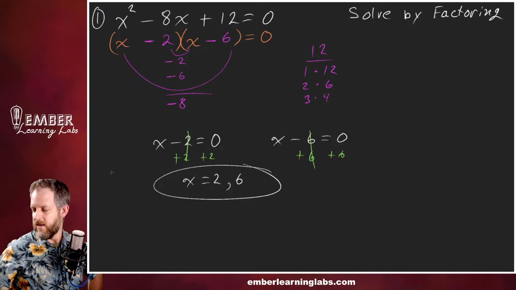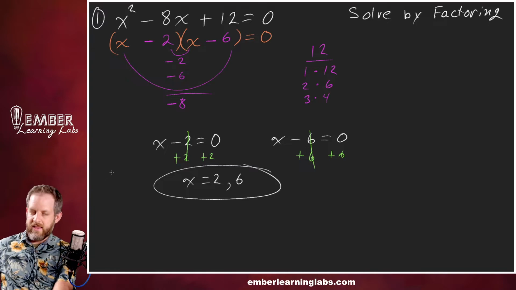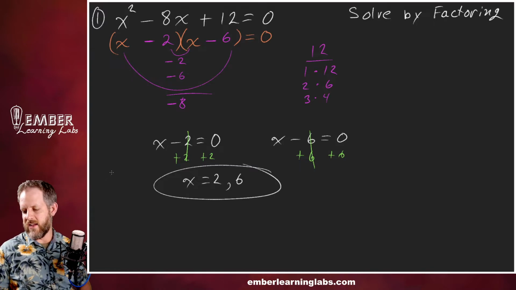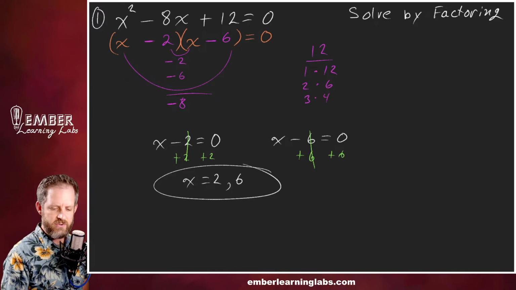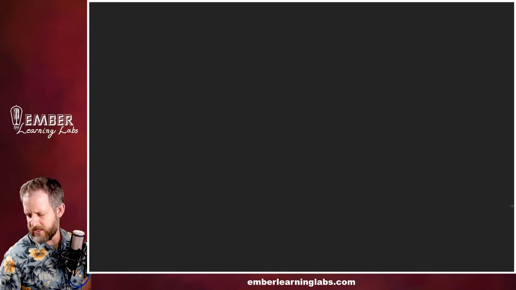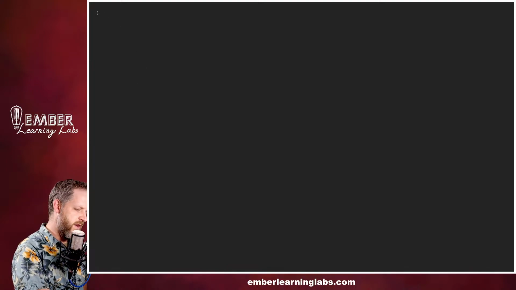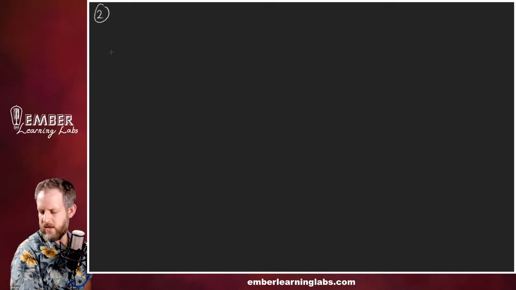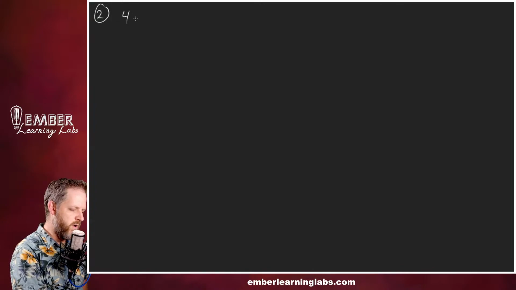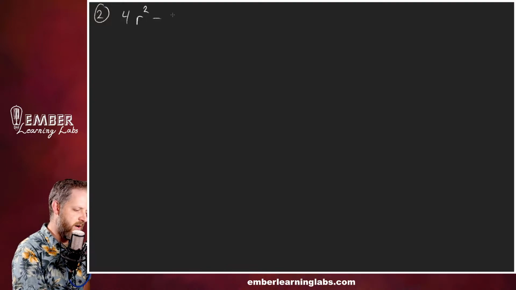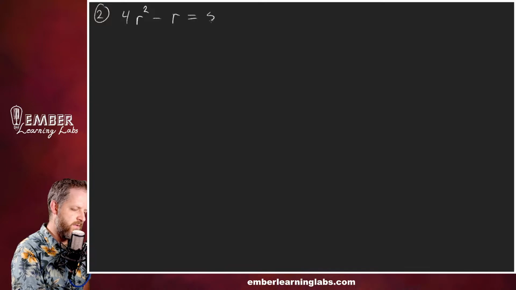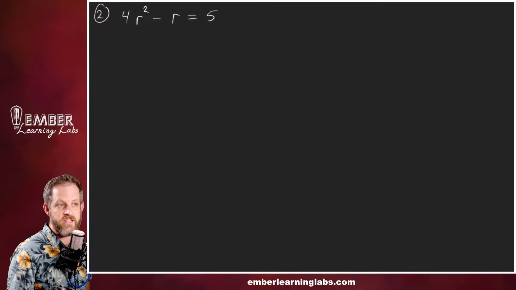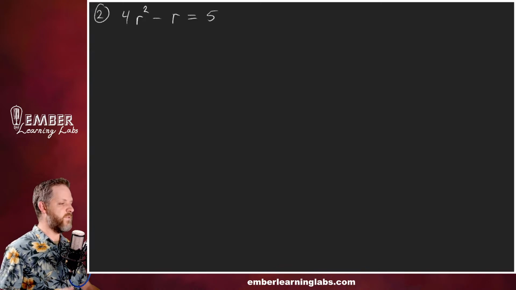And there's that one. Let's do one more example like this because I want to make sure and dust off any cobwebs where that leading term isn't 1, because those are a little bit trickier. So let's do this example. This is going to be example number 2, and it is 4r squared minus r equals 5. So the instructions still say solve by factoring, just like the first ones.